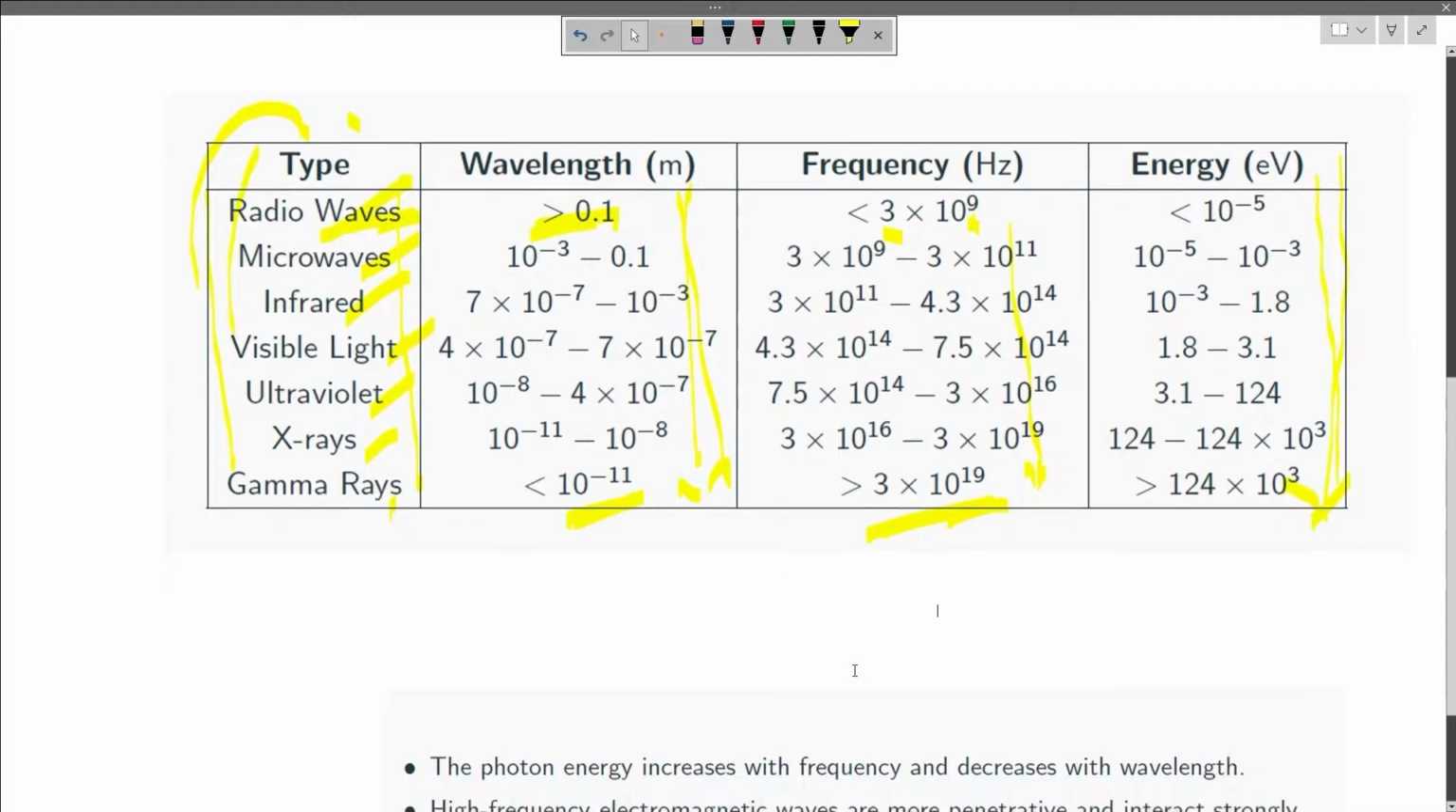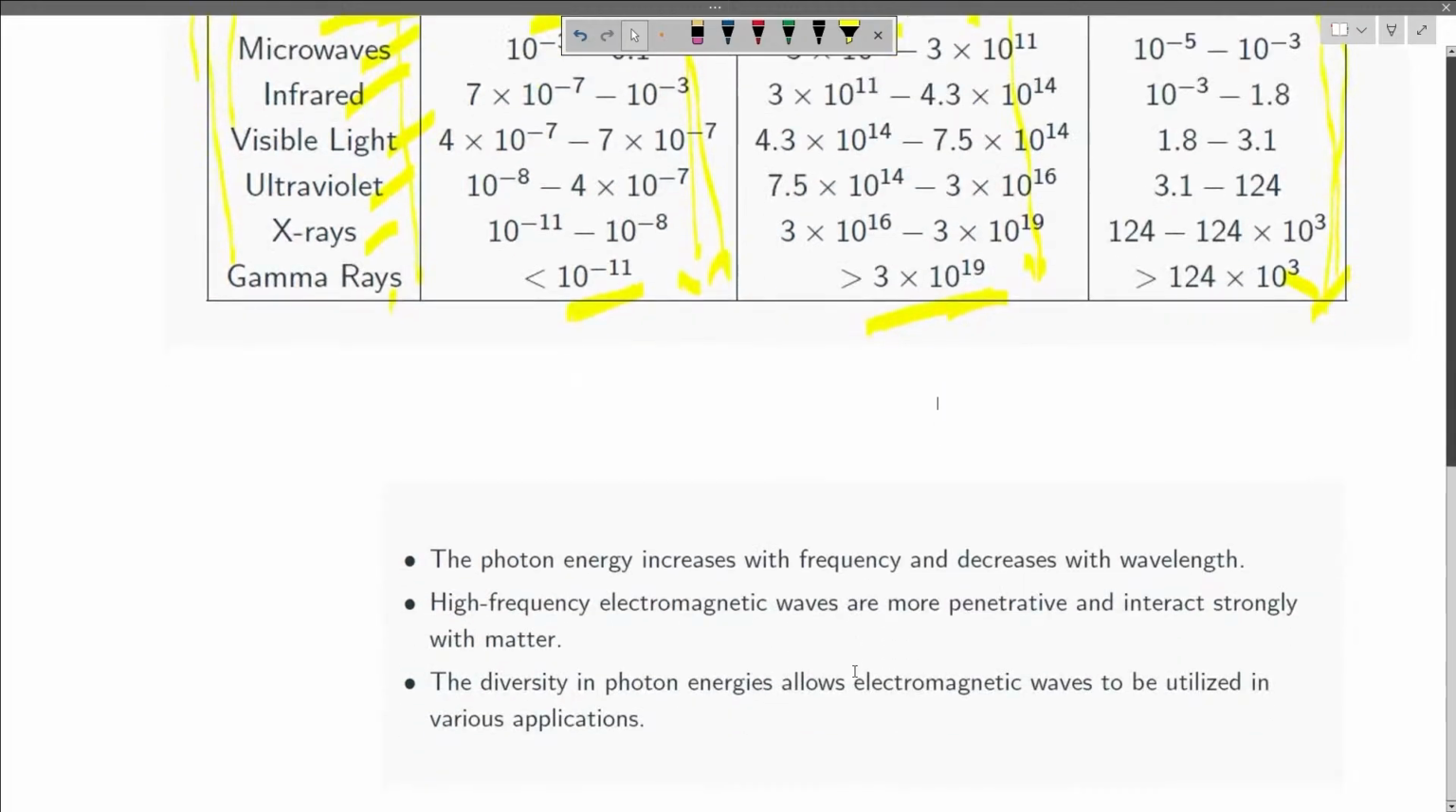Now in this pattern we see that the photon energy increases with frequency and decreases with wavelength, and also we see that higher frequency electromagnetic waves are more penetrative and interact strongly with matter. Now this diversity in photon energies allows electromagnetic waves to be utilized in various applications.